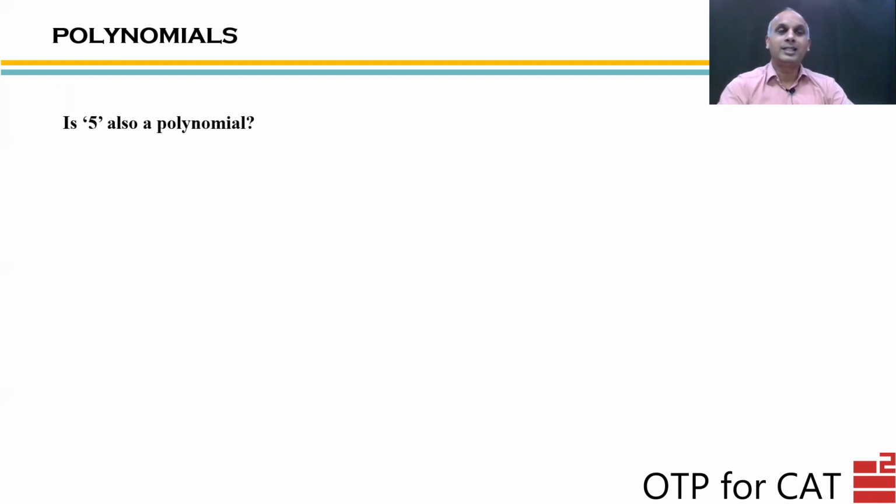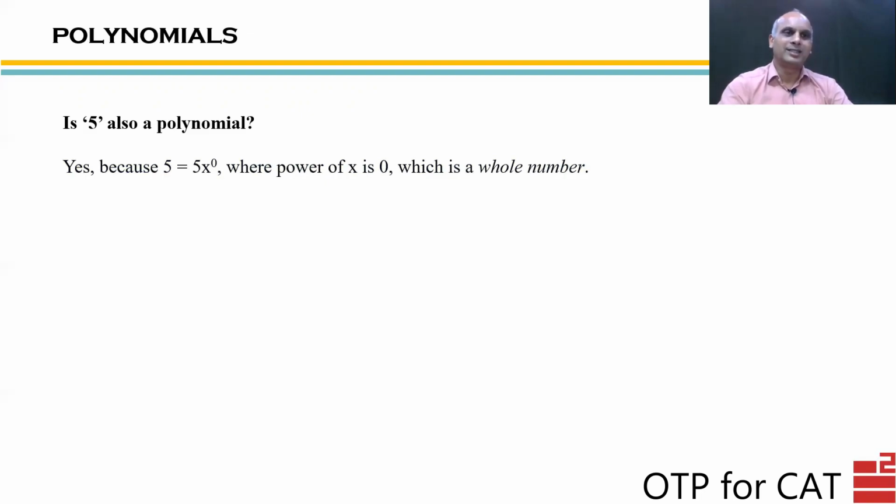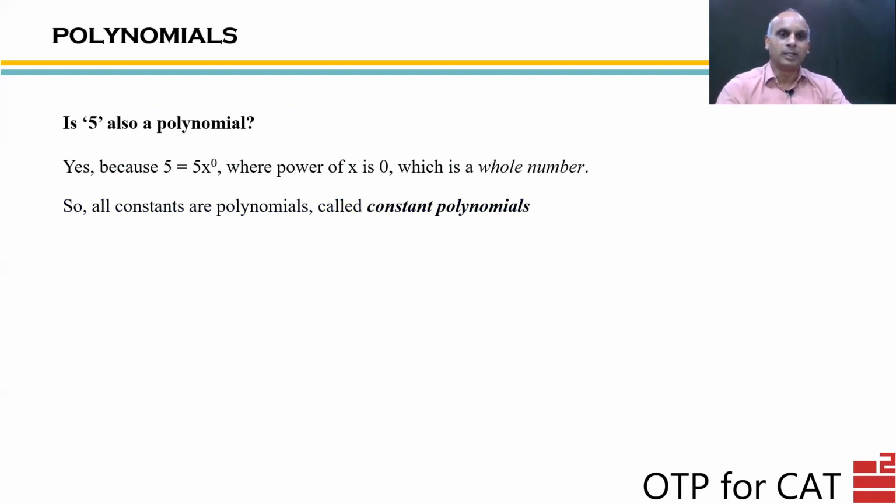Now the question arises, is 5 also a polynomial? Which basically means, are constant numbers also polynomials? The answer is, of course, yes. All constants are polynomials. Like in this case, we can see that 5 you can write as 5 into x to the power 0, where power 0 is a whole number. So all constants are polynomials, known as constant polynomials. And what about the degree? Of course, by now we have understood that the degree of a constant polynomial will be nothing else but 0.